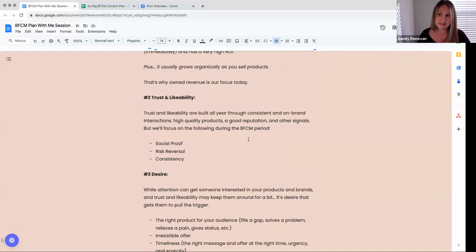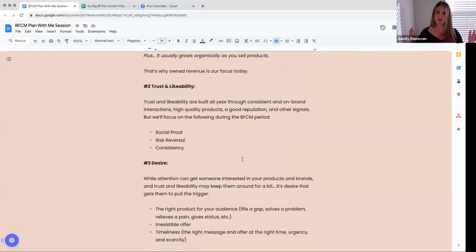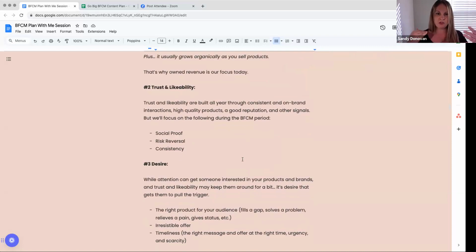Trust and likability is the second ingredient that you need. And we want to be building this throughout the year. And I'm sure you have been, right? You've been doing this by somebody purchases a product, you send that product. It's a quality product. It comes when you said it was going to come. The right product comes. So that's all building trust. Also, if you collect reviews, that's social proof. So that's building trust. You have a good reputation. People can look you up and know who you are. You're not going out of business every month or two.